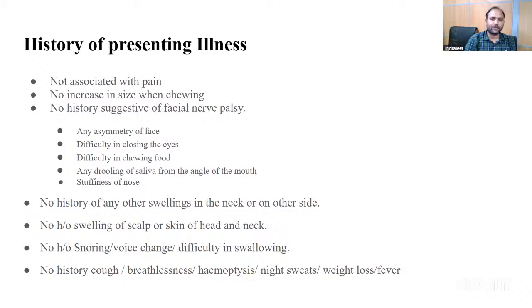There's no history suggestive of facial nerve palsy in form of asymmetry of face, difficulty in closing the eyes or lacrimation, difficulty in chewing food, any drooling of saliva or stuffiness of nose. There's no history of any other swelling in neck or on the other side in the parotid area. No history of swelling of scalp or skin of head and neck. There's no history of snoring, voice change, difficulty in swallowing. There's no history of cough, breathlessness, hemoptysis, night sweats, weight loss, or fever.